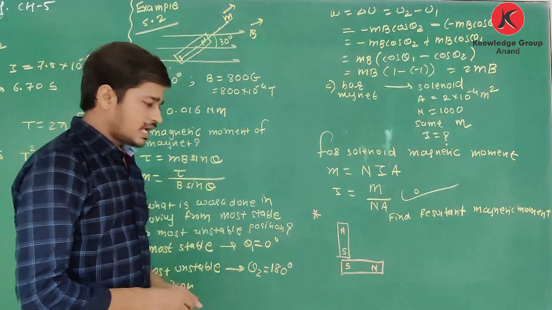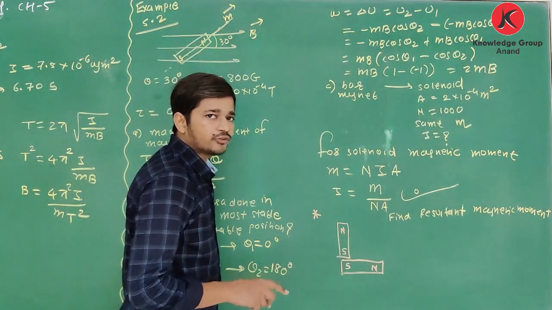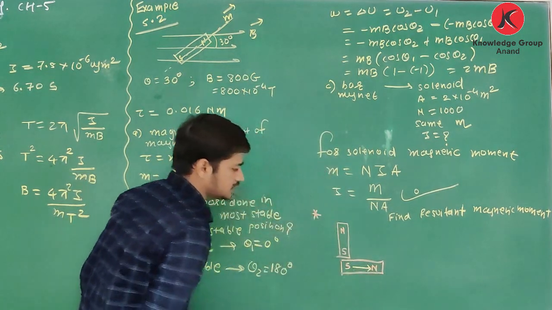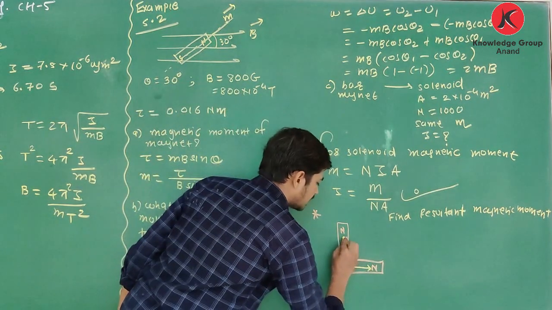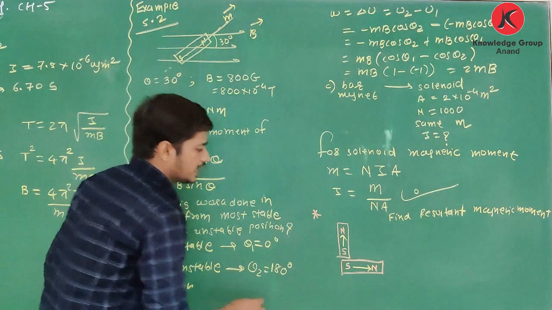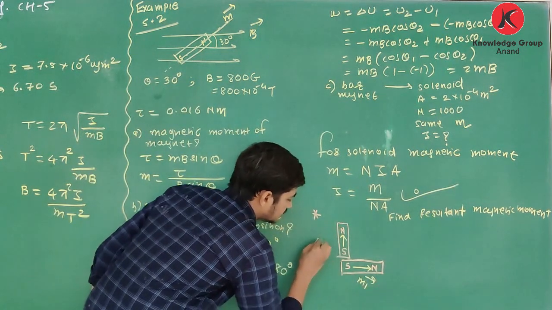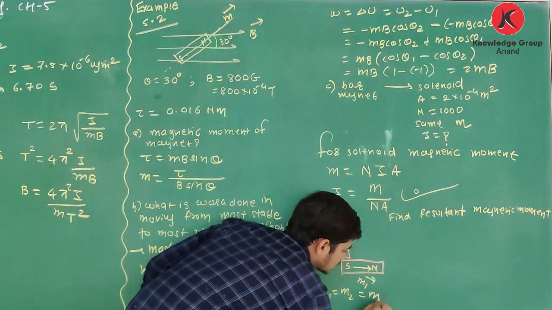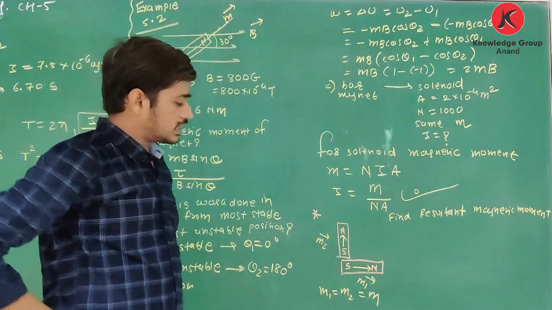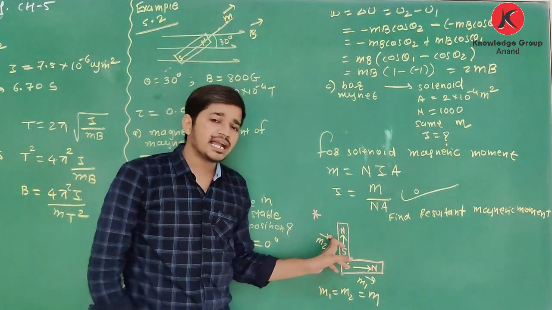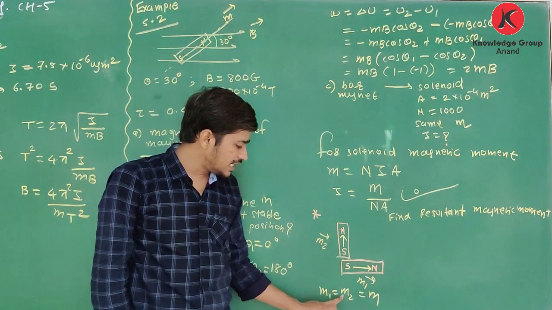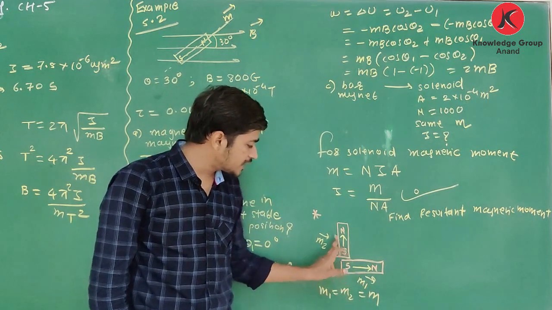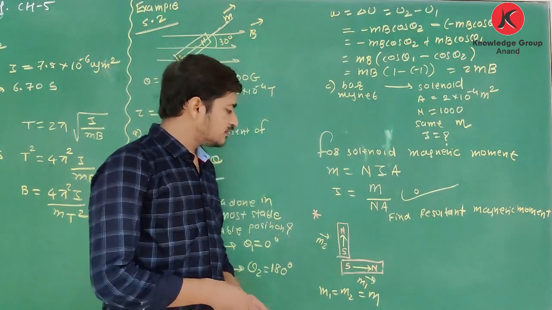How to find it? These two magnets are identical. First of all, we will see the direction. The magnetic moment of this magnet is in this direction, the direction of M1, and for the other magnet it is in this direction, the direction of M2. We know that M1 and M2 have the same value, so I can say it is M. Two magnets are identical, so their magnetic moments are equal: M1 = M2 = M. But magnetic moment is a vector quantity. Its direction is from S to N. So what is the equivalent magnetic moment?